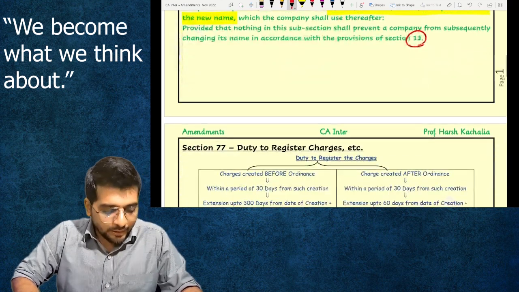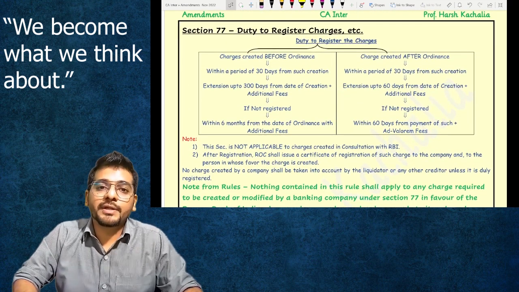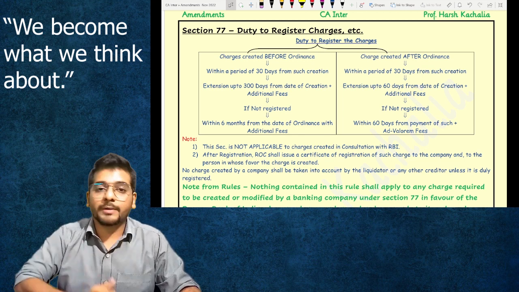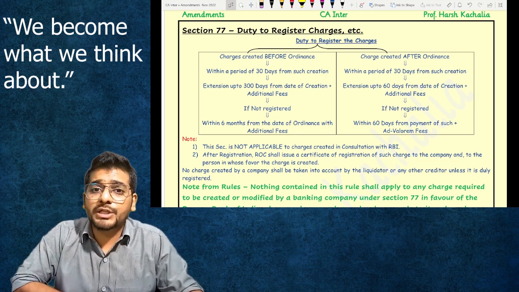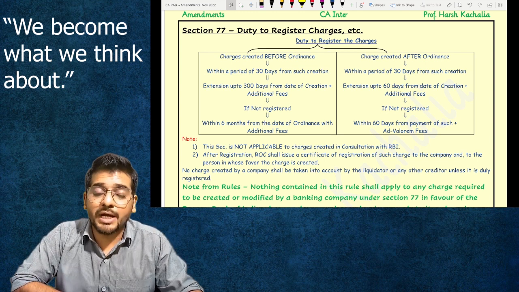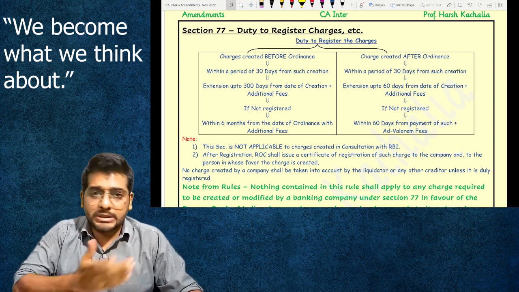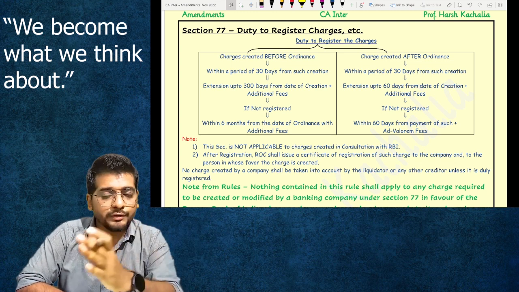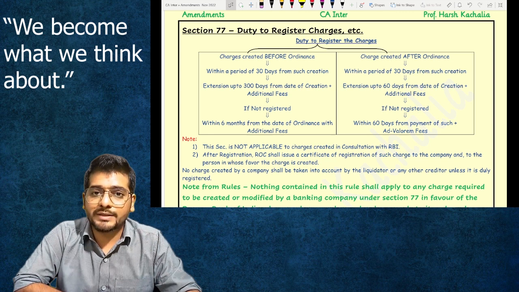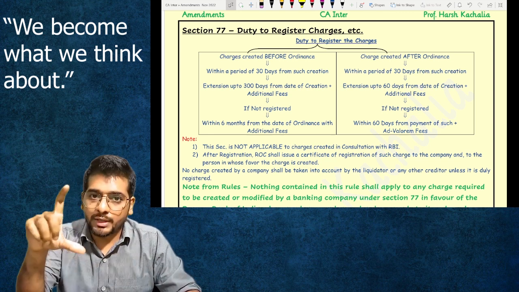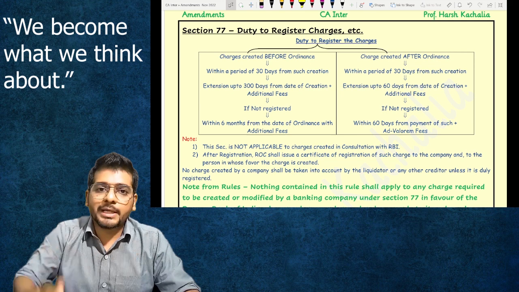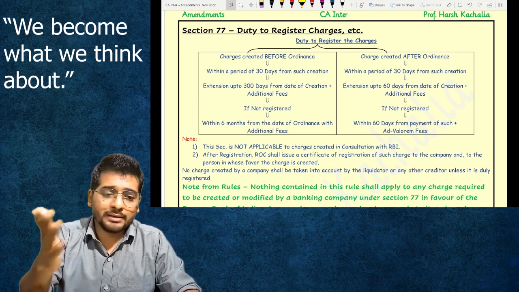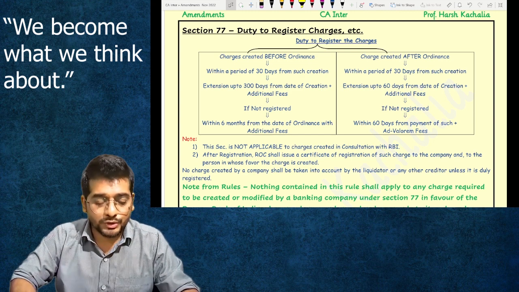Clear? Going further. The next amendment comes in the chapter of charges. First of all, there is a small provision with respect to the registration of charge, which starts from section 77. This registration of charge, I have given you as per before the ordinance or after the ordinance, depending on whether your charge is created before or after it. Theoretically, it is there in your book. Diagrammatically, I have shown it to you over here. Again, if you have my notes with you, then all these things are there in your notes.